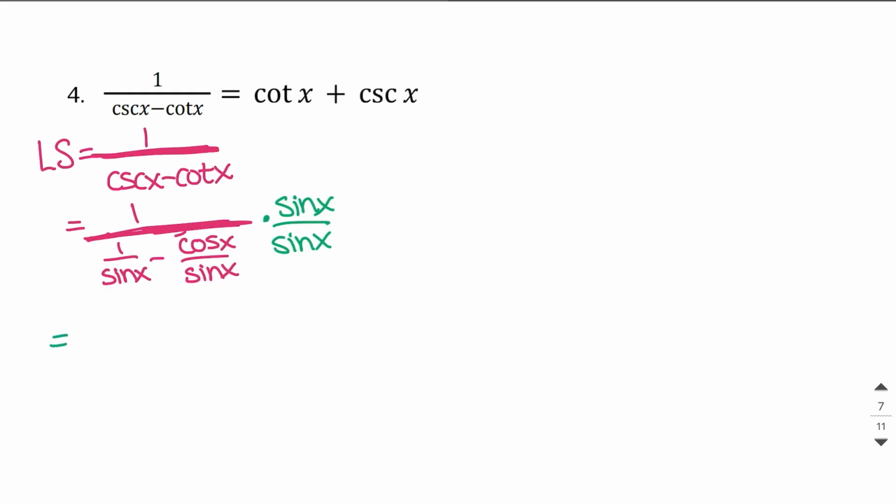When I do that, 1 times sine of x is just going to be sine of x. And then in the denominator, by the way, I'm not changing anything, right? Sine of x over sine of x is just 1.